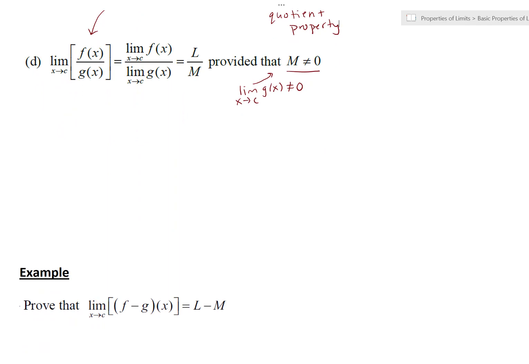That is, we want to prove that the limit as x goes to c of (f minus g)(x) is L minus m. Remember that we are calling the limit as x goes to c of f(x) L here, and we're assuming it exists, and the limit as x goes to c of g(x), we're calling m. And one last refresher, (f minus g)(x) is just the same as f(x) minus g(x). So we want to prove this property, the difference property, using the definition of a limit.